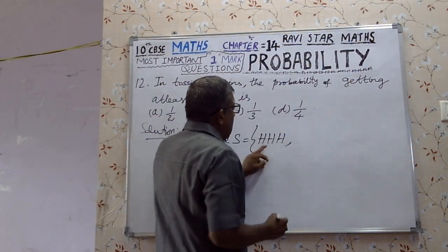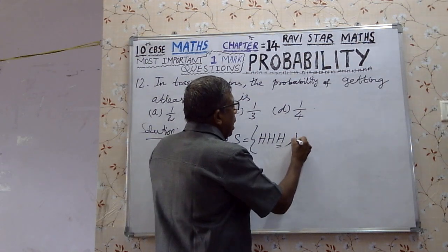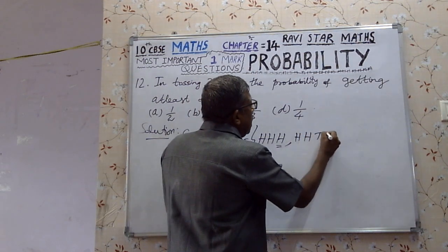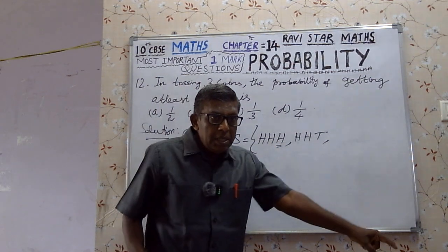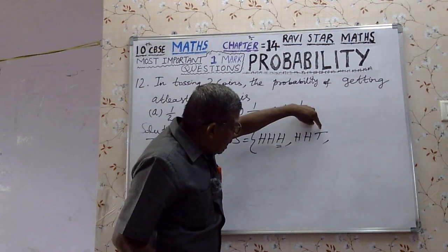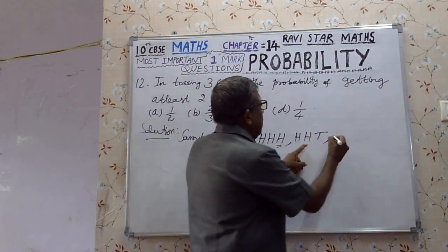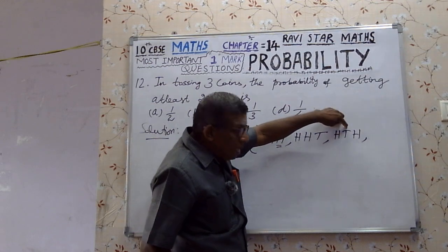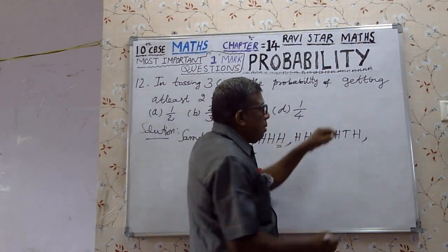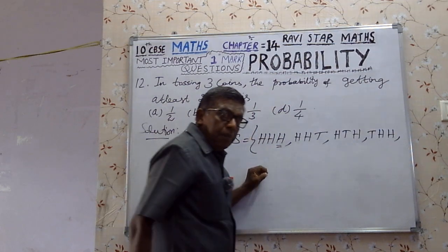Next, I am removing 1 head, the last head. H, H, T. Then T I am interchanging. Here I am putting the H here. H, T, H. Now I am interchanging T here, H here. T, H, H.